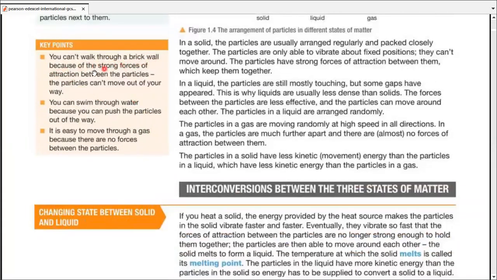You can't walk through a brick wall because of the strong forces of attraction between the particles. The particles can't move out of your way. However, you can swim through water because you can push the particles out of the way. Now, it's pretty easy to move through a big gas because there are no forces of attraction between the particles, and you don't even need to push yourself through it.